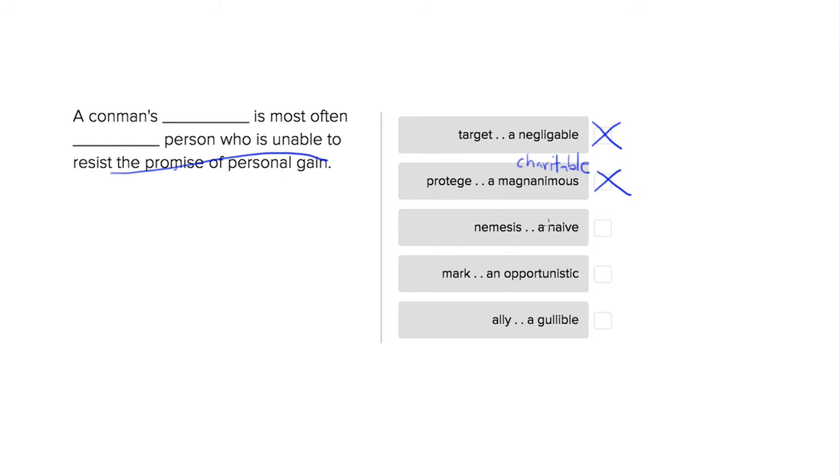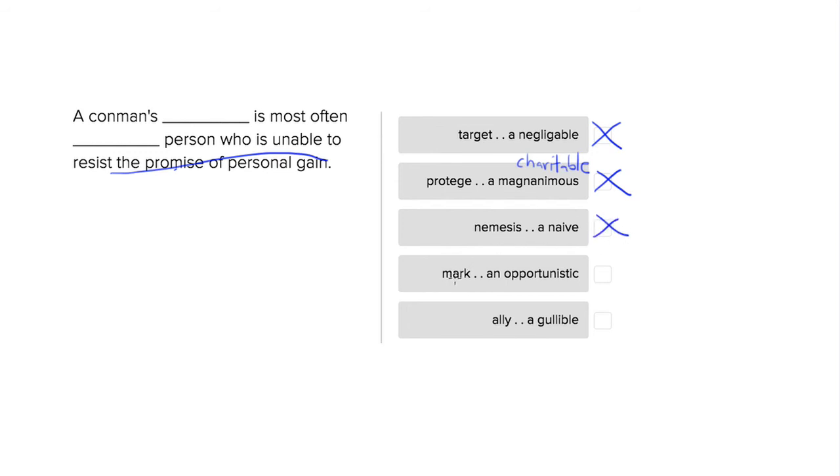Choice C. A con man's nemesis is most often a naive person who is unable to resist the promise of personal gain. A con man targets a lot of people, but you really only have a nemesis if maybe he had a different con man who also worked in the same area. He's his nemesis because he's competing for business, but he's not really targeting this nemesis, so it doesn't make sense to have this answer choice.